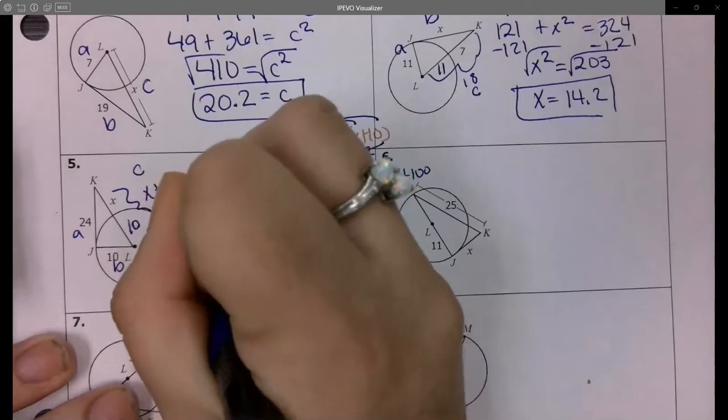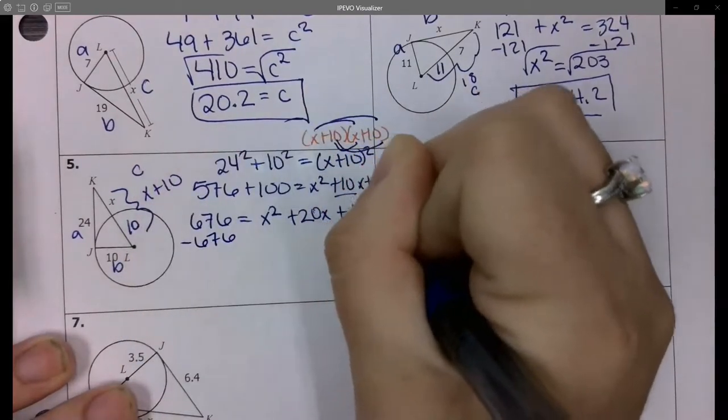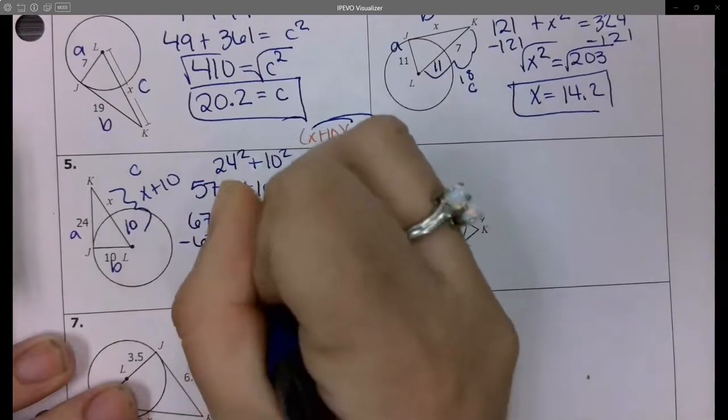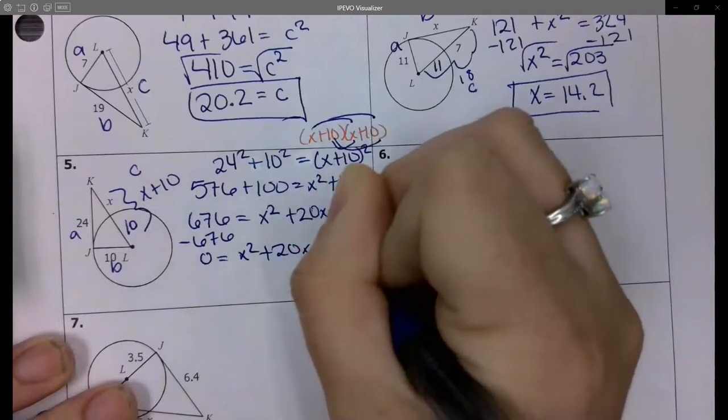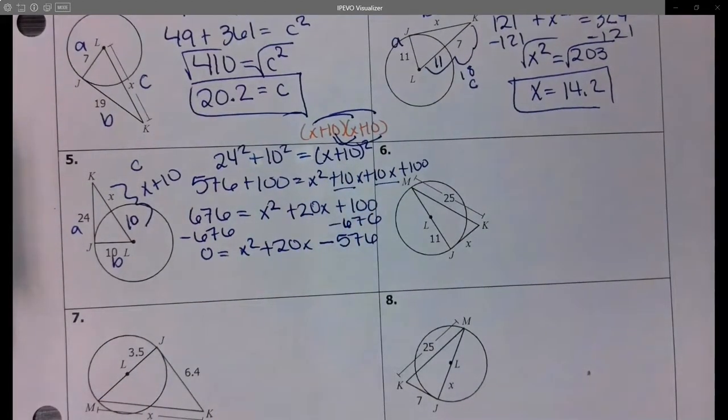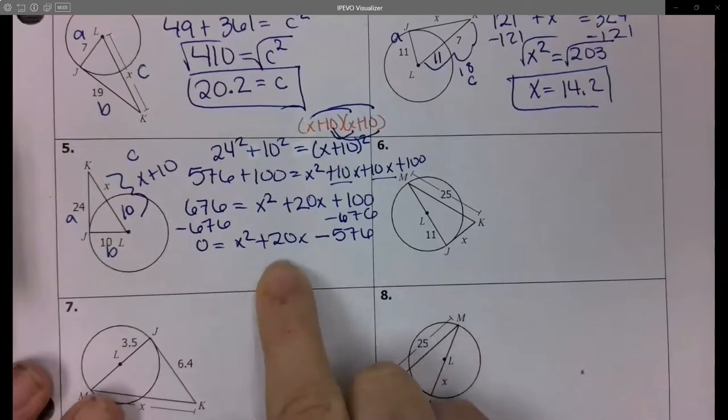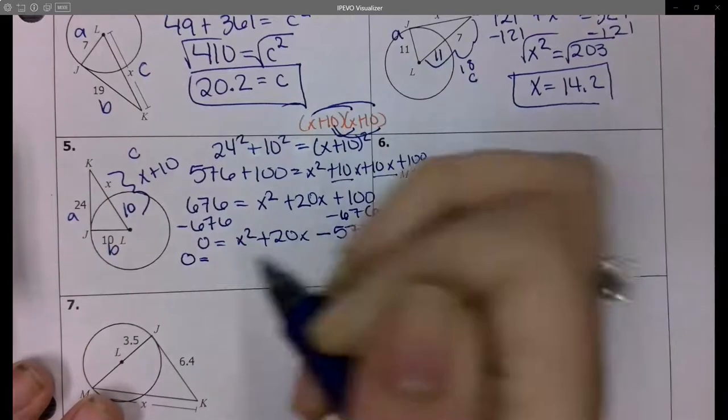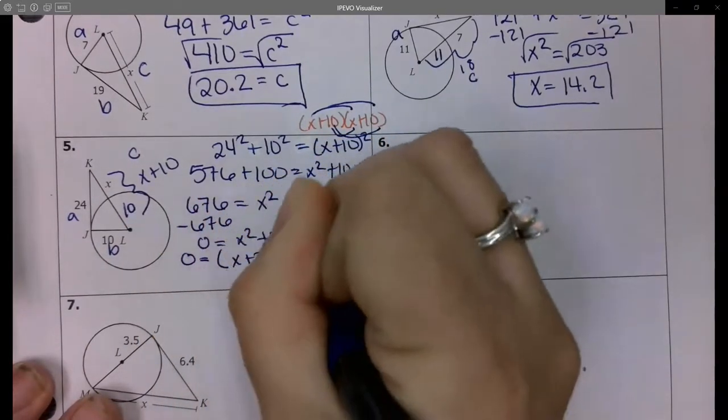Then I want to go ahead and subtract 676 from both sides. Gets me 0 equals x squared plus 20x, and this is going to give me negative 576. I'm looking for two numbers that multiply to negative 576 that add up to 20. I'm just going to tell you these. It's going to be positive 36 and negative 16.